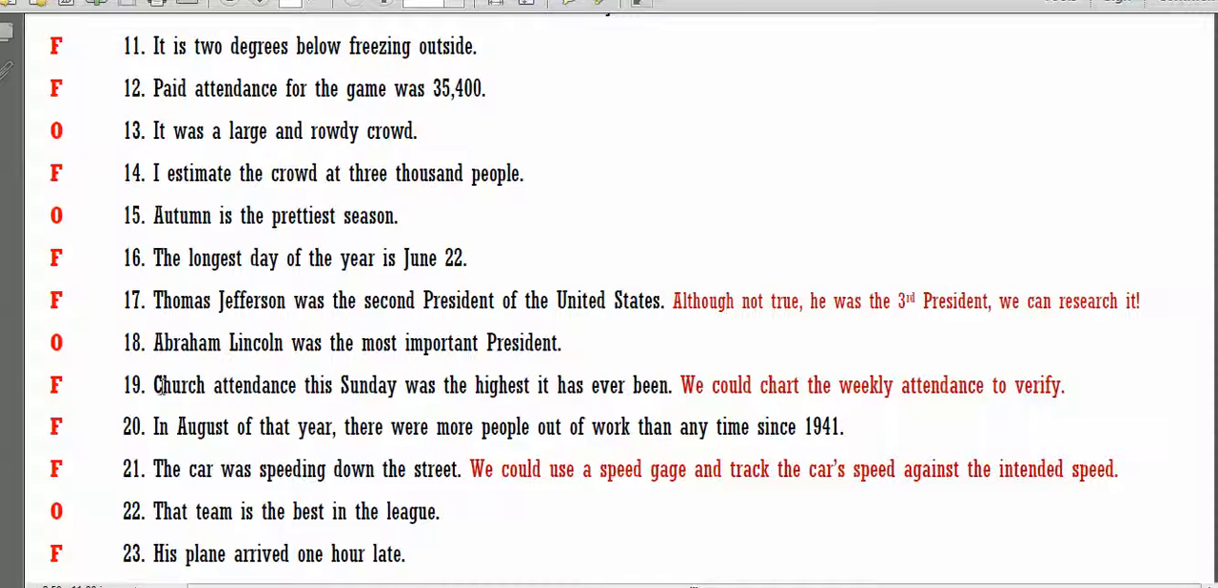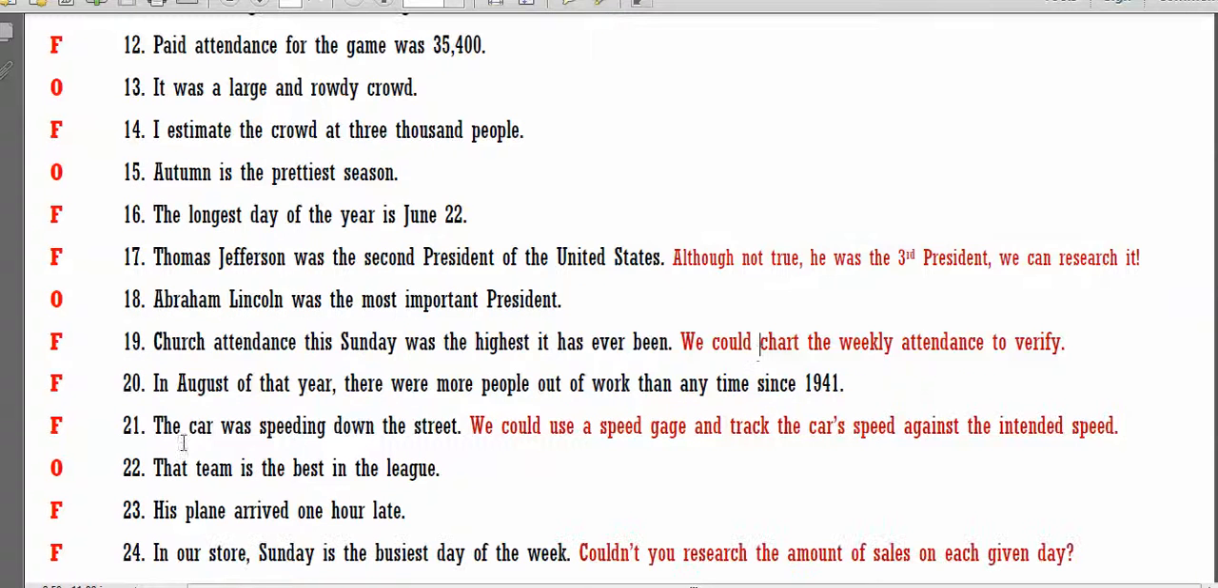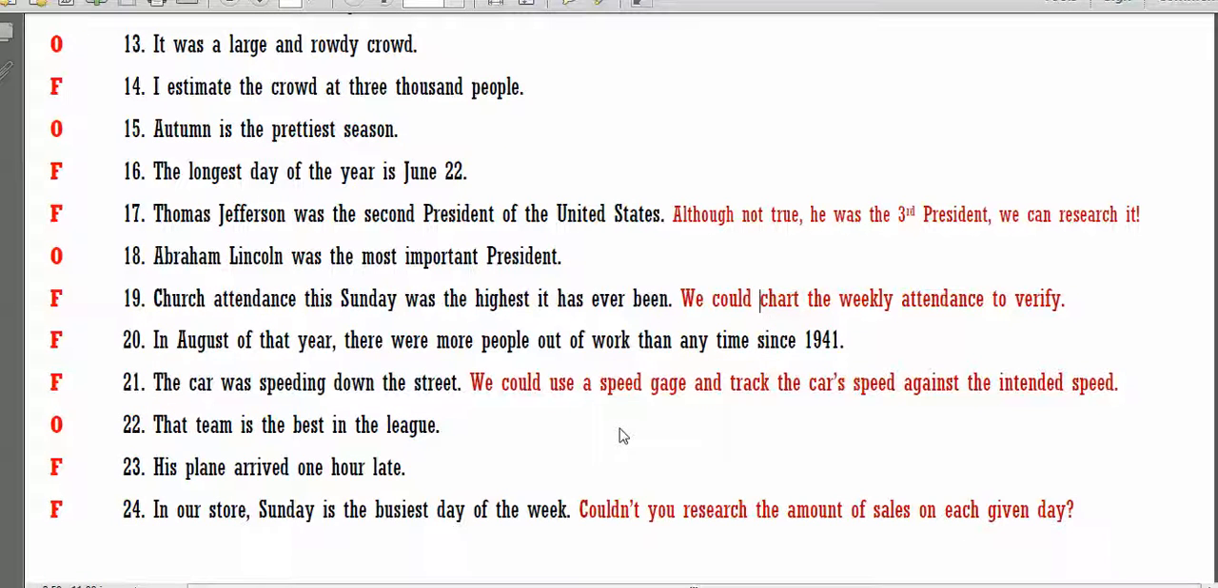And what I want to put for this is it says church attendance this Sunday was the highest it has ever been. We could chart the weekly attendance or the Sunday attendance for the last month and be able to then make a conclusion that ultimately this one had a higher number. 20 is a fact. 21 is a fact. And this one I caution on. It says the car was speeding down the street. We could use like a speed gauge and track the car's speed against the intended speed to see if it was speeding. 22 is an opinion, 23 is a fact, and 24 is a fact.